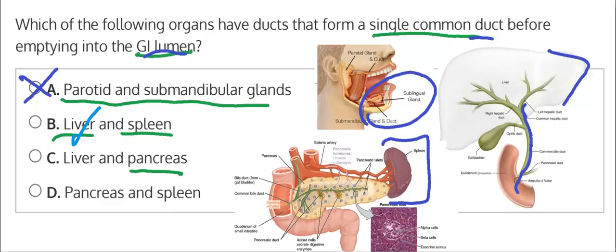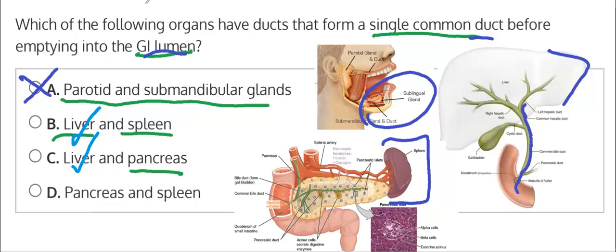So we know that it's going to be either option B or option C, probably, because these both involve the liver. We'll take a look at option D as well. But as we could see, option B says liver and spleen. Option C says liver and pancreas. So taking a look between the spleen and the pancreas, which one will it be?